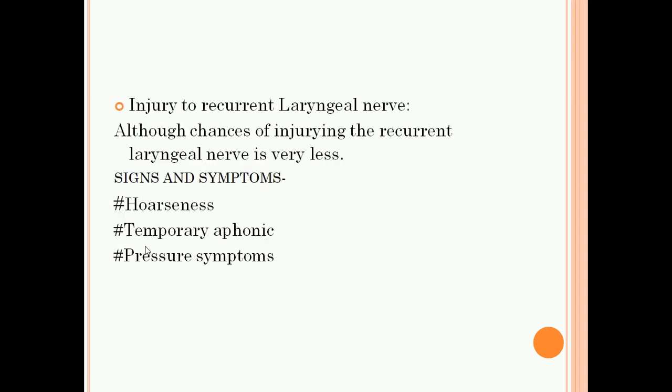Injury usually occurs whenever thyroidectomy, removal of the thyroid gland, is done. The recurrent laryngeal nerve, which lies in very close proximity to the thyroid gland, is damaged, leading to loss of voice or loss of phonation. The patient will not be able to speak, or there is a difference in the voice. So this has to be very carefully dealt with when thyroidectomy is done surgically. The symptoms include hoarseness, temporary aphonic voice, and pressure symptoms over the gland.